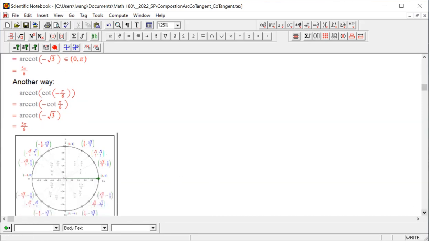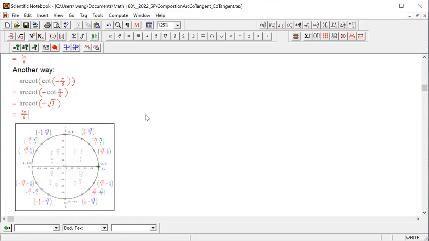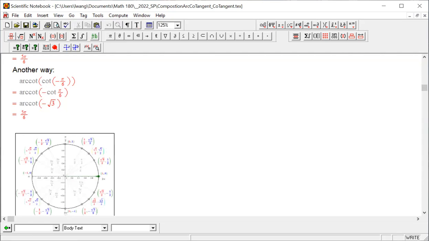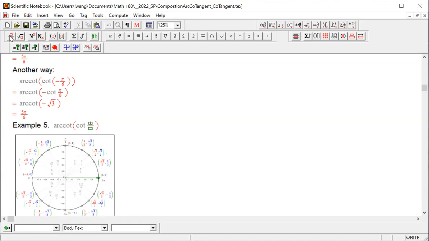Yes. Okay, so let's look at another example. I have prepared some examples for you. So this should be example number 5. Is it 4 or 5? Let me see. 5. Okay. And this one is cotangent of arc cotangent of 2 pi over 3.